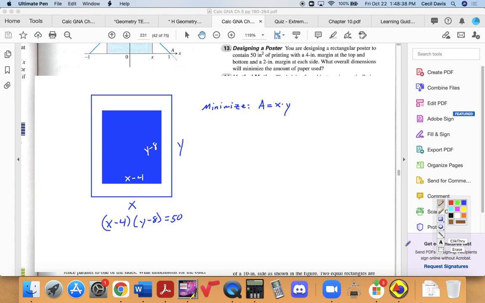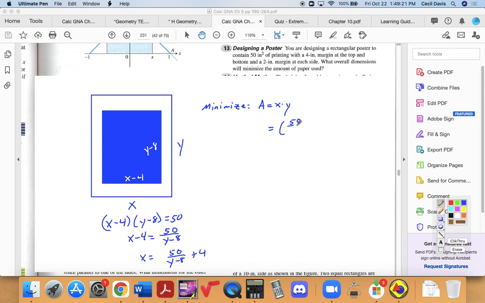Okay? And I think this is why doing it the opposite way works better, because this is a little icky in terms of solving. It's not terrible. The thing that people do wrong on this is they distribute it, and then now you've got x in 2 different places. It's better if you go x minus 4 is equal to 50 over y minus 8. So x is equal to 50 over y minus 8 plus 4. Then we can substitute that into this equation.